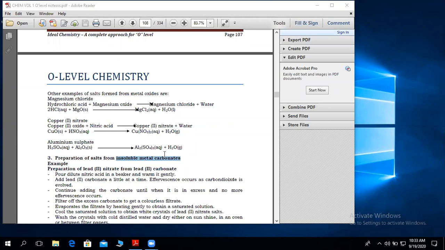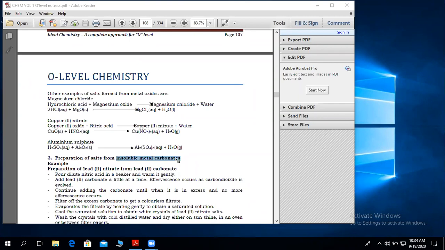So when we want to prepare a salt from a metal carbonate, here is what changes. Where we had oxide, we put a carbonate. For example, if you want to prepare copper 2 nitrate, we shall now use copper 2 carbonate plus nitric acid. We shall study carbon dioxide in senior 3, carbon and its compounds. But from today onwards, know that when you add an acid to a carbonate, you form 3 products.